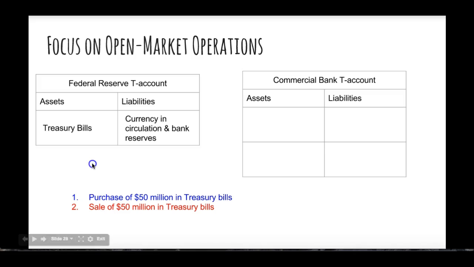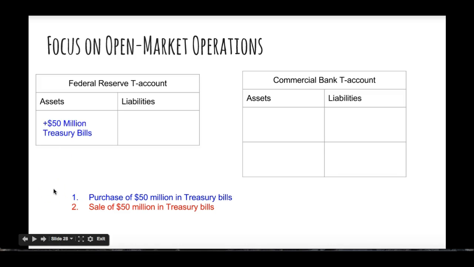All right, so I wanted to quickly go over that before we talk about how open market operations actually affect the T account. So the first thing I want to go over is the purchase of 50 million in treasury bills. If the Fed decides that they're going to purchase treasury bills, their assets, remember their assets included treasury bills, go up by $50 million.